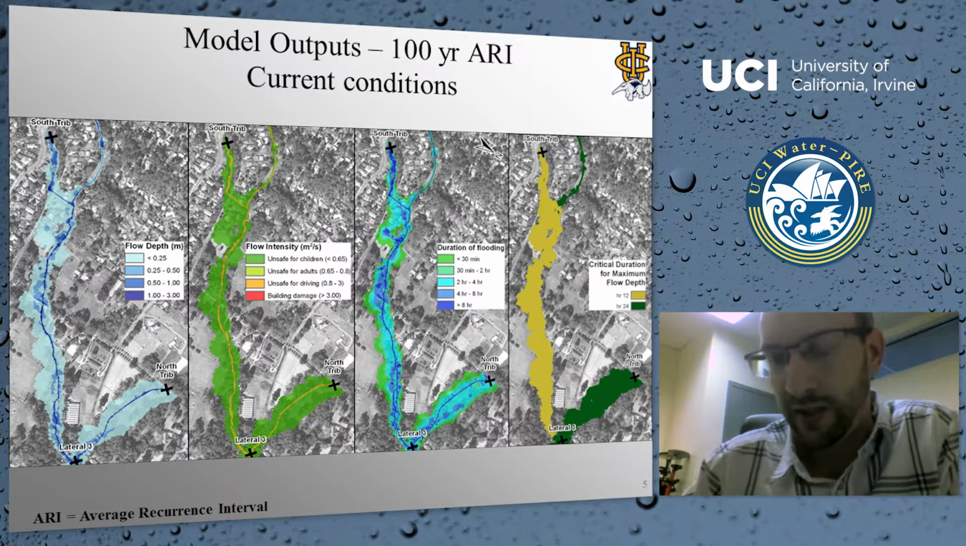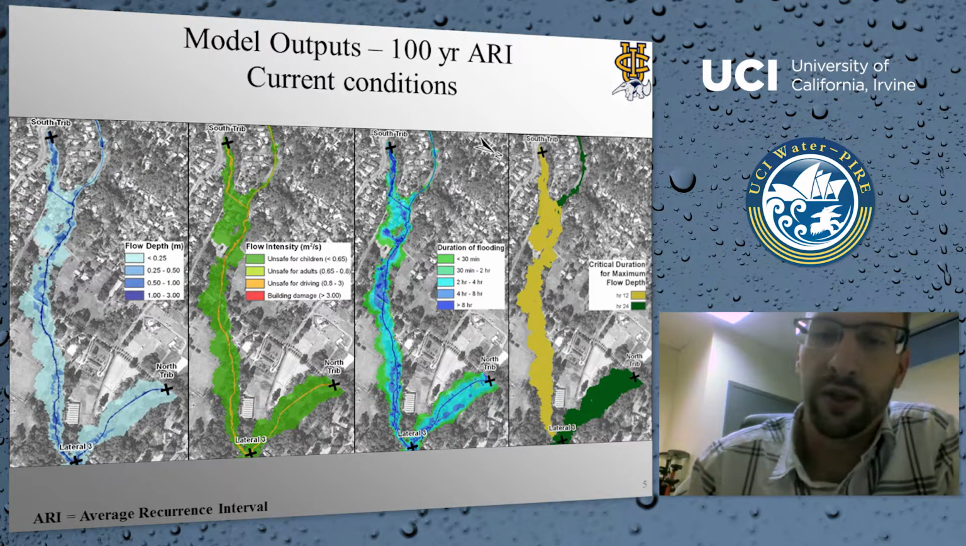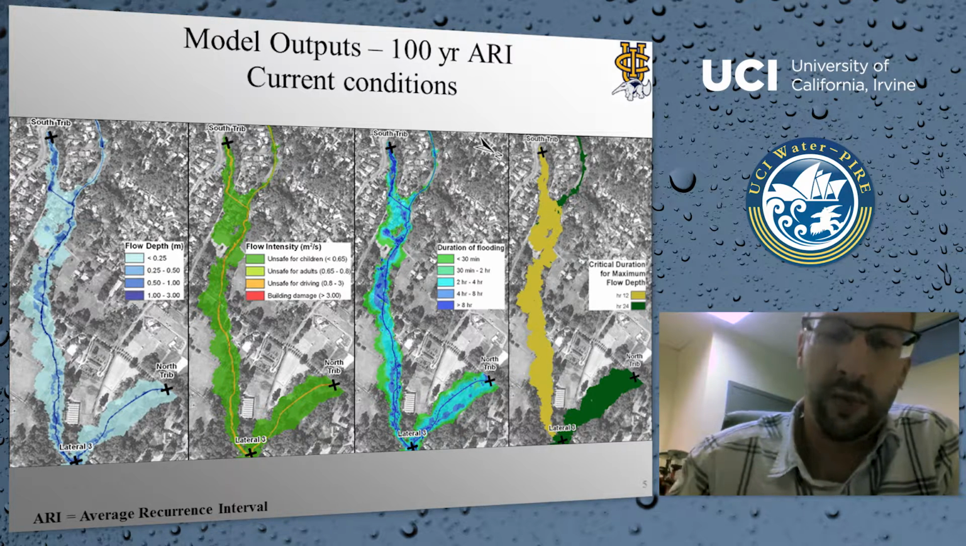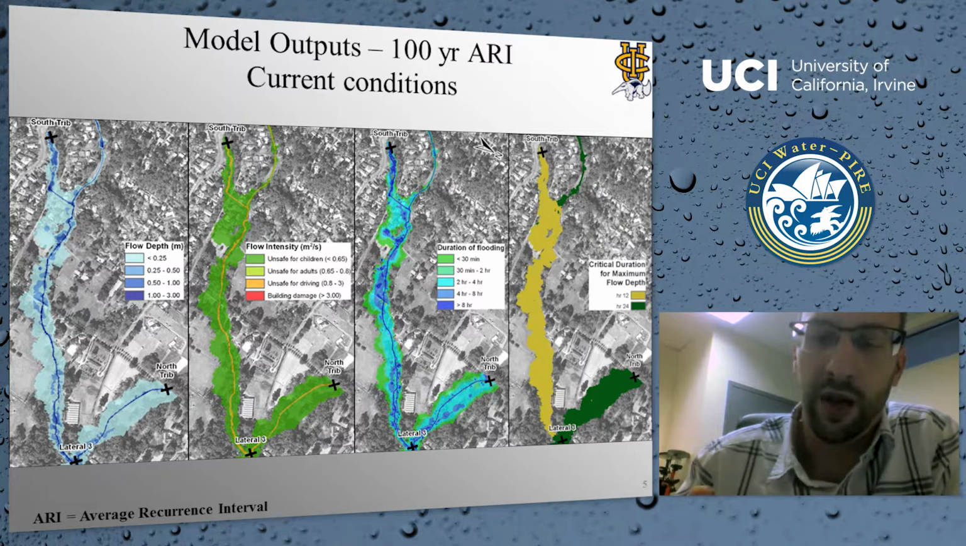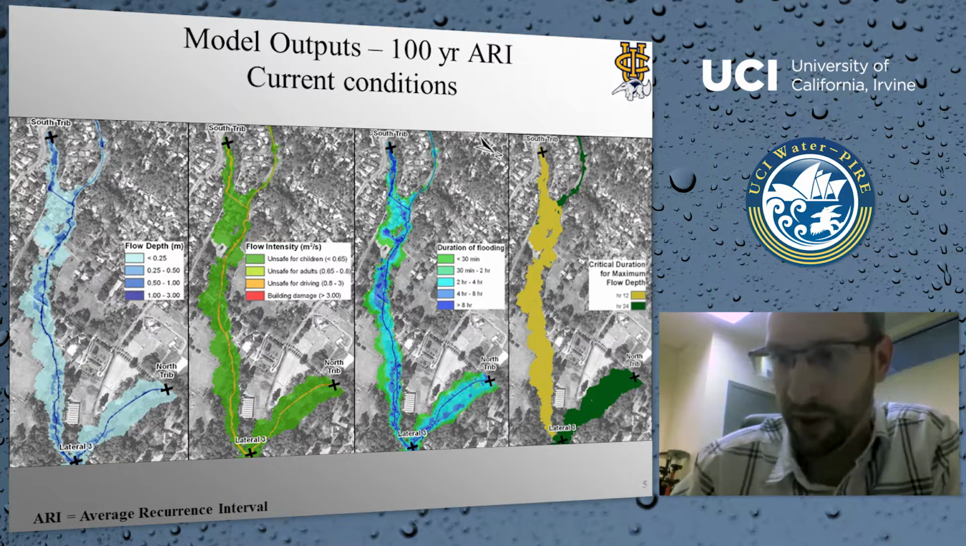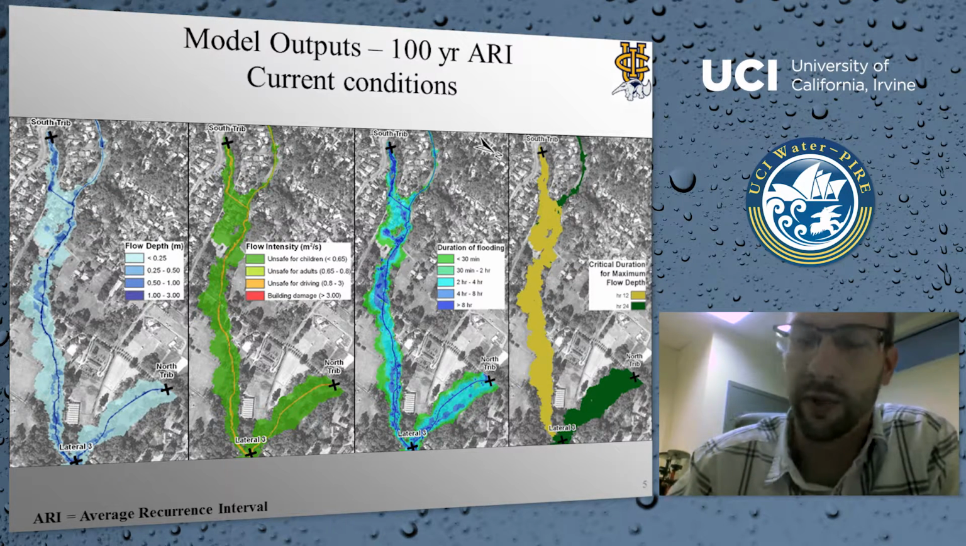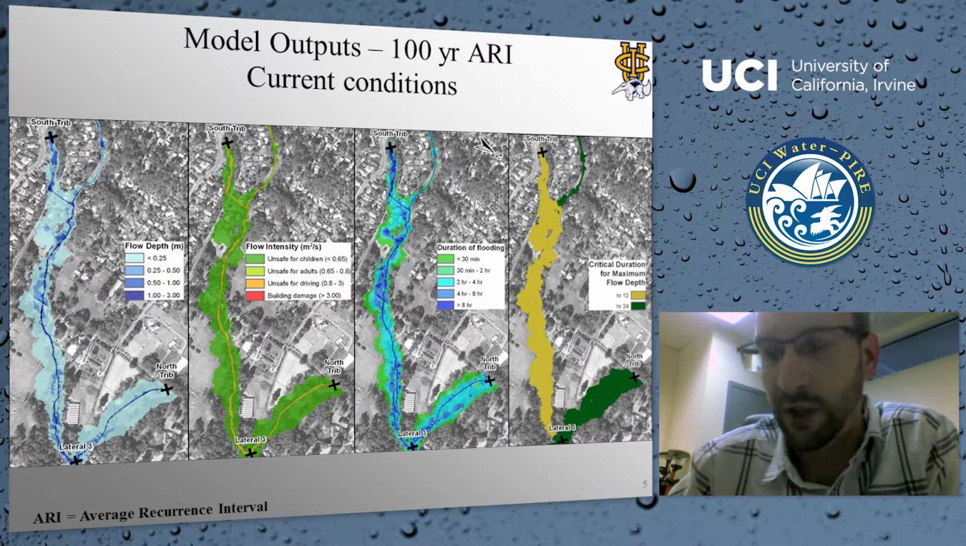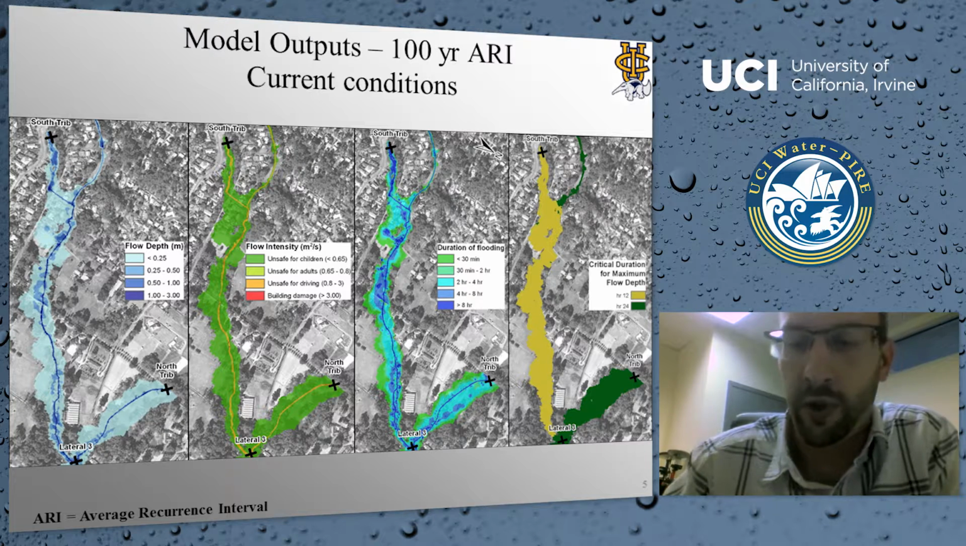And then finally, we can tease out what the critical durations are that end up resulting in the maximum values for each output parameter. So in this case, I'm plotting the critical durations of maximum flow depth. The yellow shaded area in my rightmost figure shows that the maximum flood depths within that area are caused by the 12-hour 100-year event, whereas in the area shaded in green, the maximum flow depths are caused by the 24-hour 100-year event.